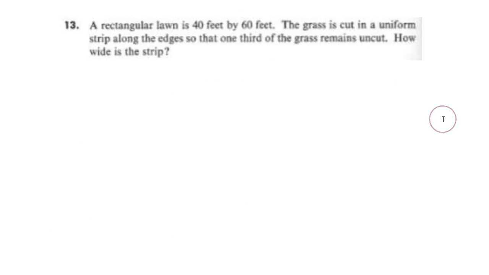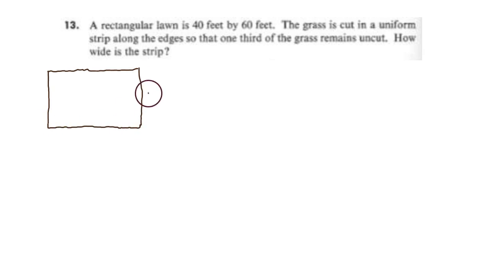Number 13, a rectangular lawn is 40 feet by 60 feet, and the grass is cut in a uniform strip along the edges, so that 1/3 of the grass remains uncut. How wide is the strip? Let's draw a diagram to help us visualize this situation. Here is our rectangular shaped lawn.